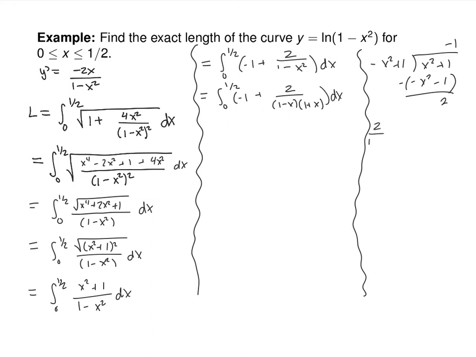So 2 over 1 minus x times 1 plus x is A over 1 minus x plus B over 1 plus x, which is the same thing as saying 2 equals A times 1 plus x plus B times 1 minus x. Now, this is an easy one, as in when you input x equals 1, you get that A has to equal 1. And when you input x equals negative 1, you get that B has to also equal 1.